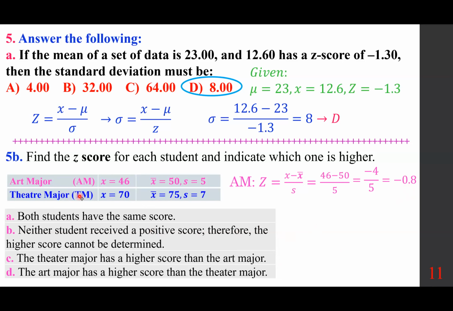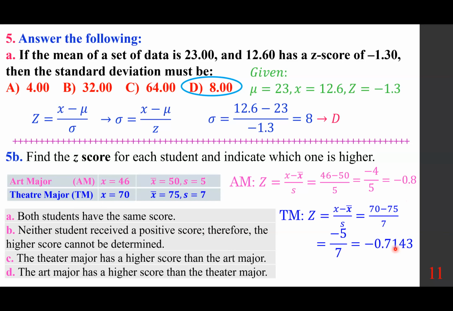We do the same thing for the theater measure. 70 minus 75 over 7, and that is minus 5 over 7. To understand that and compare it, we're going to go with decimal notation. Now, as you can see, both of them are negative, but this one is larger than this one, right? Because this is closer to 0, right?